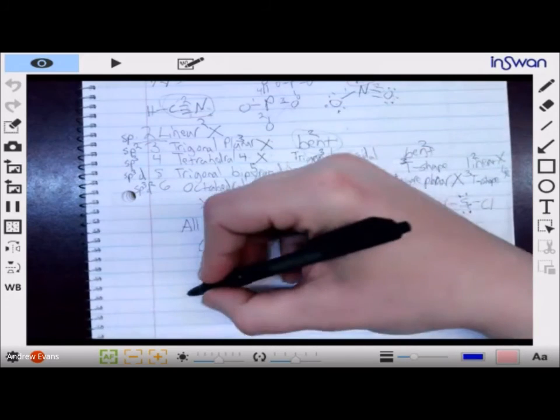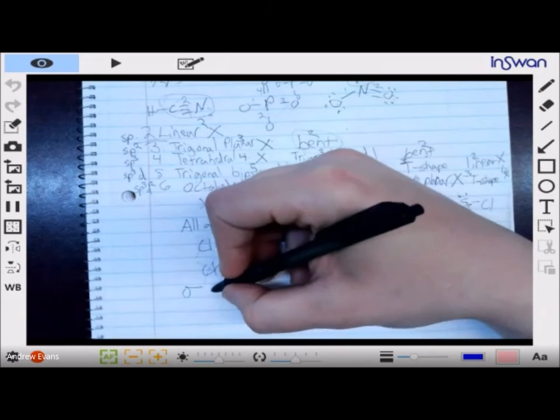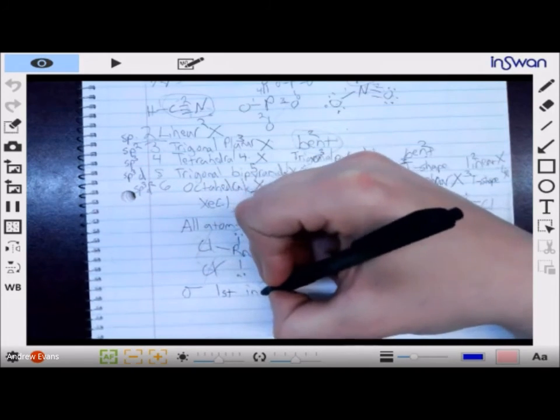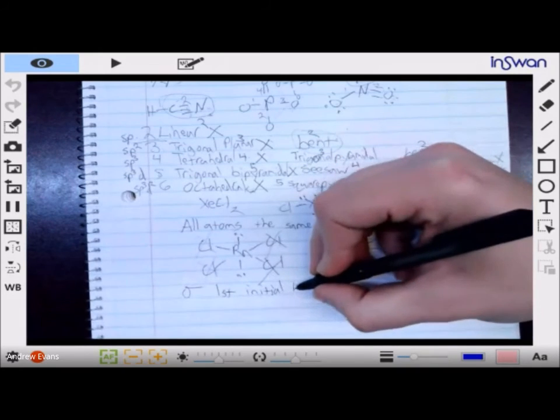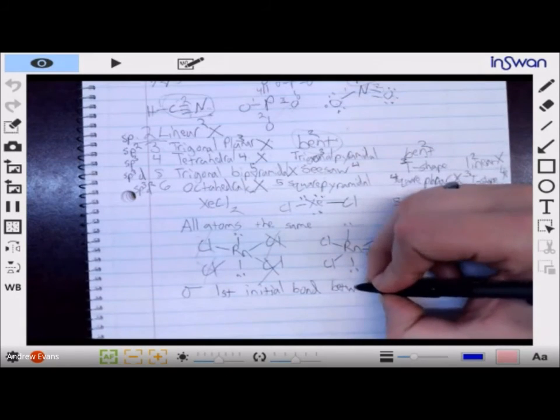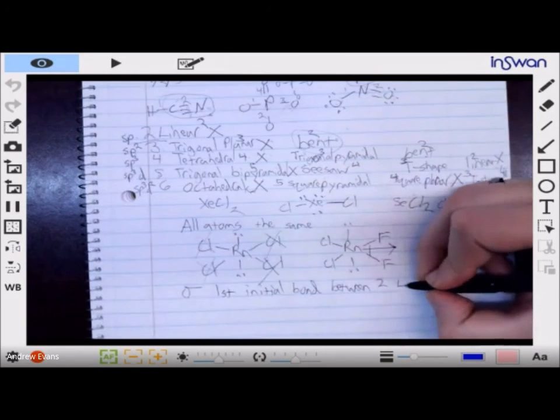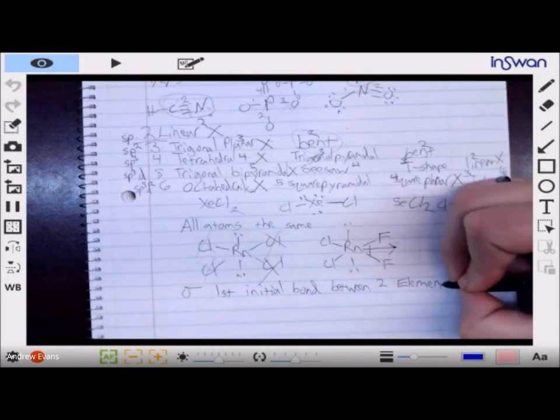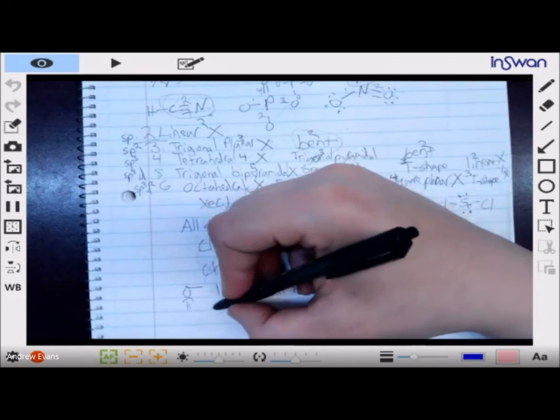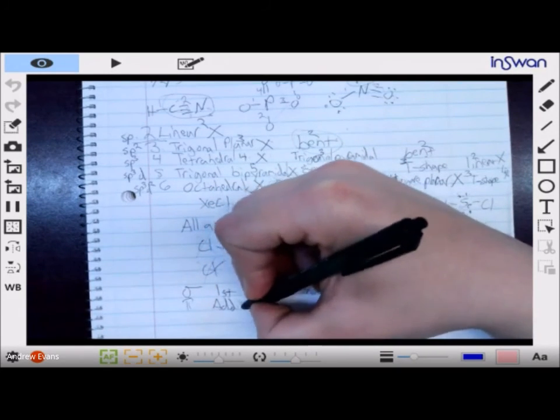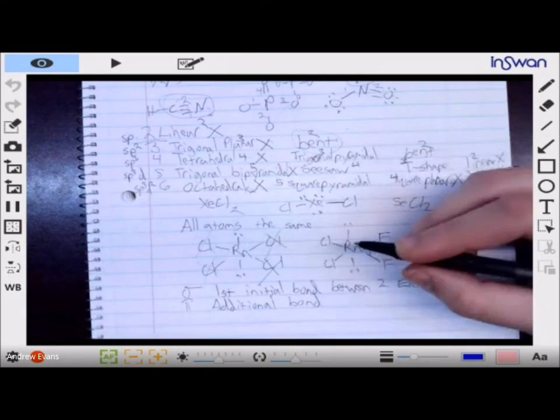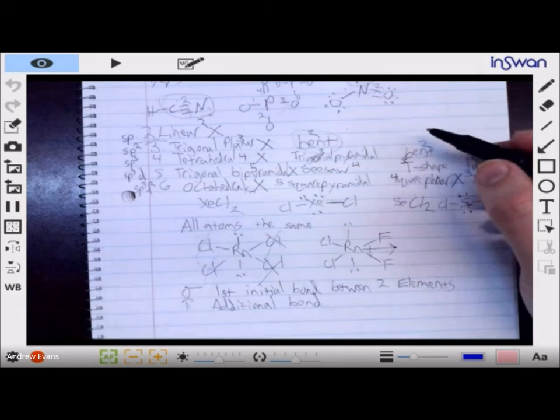Finally, sigma and pi. Sigma is the first initial bond. It's a single bond, but I want to say it's the first initial bond between two elements. Because the pi bond is additional bonds. Every additional bond between two elements is going to be a pi. It's going to be the double. It's going to be the triple.